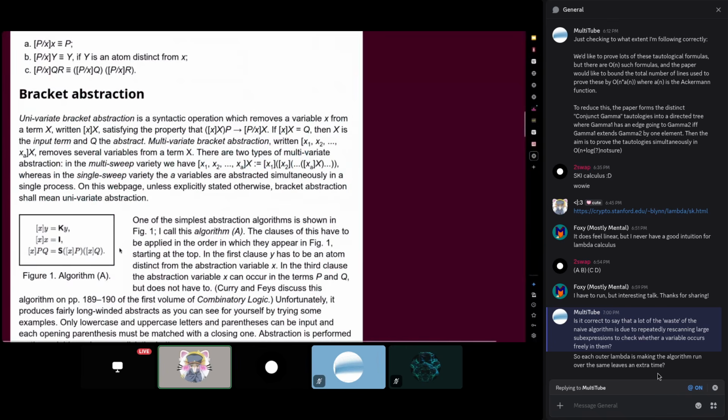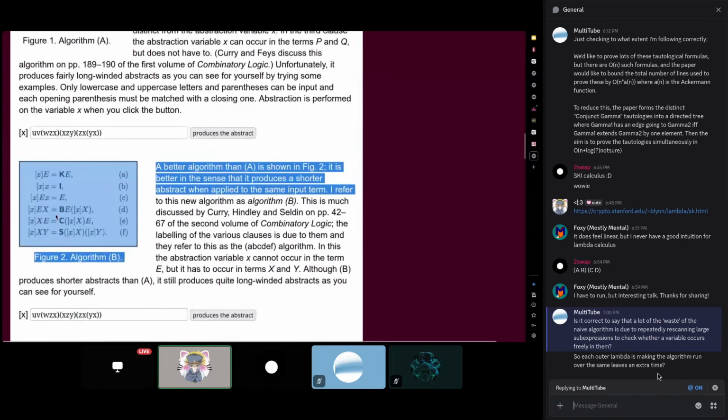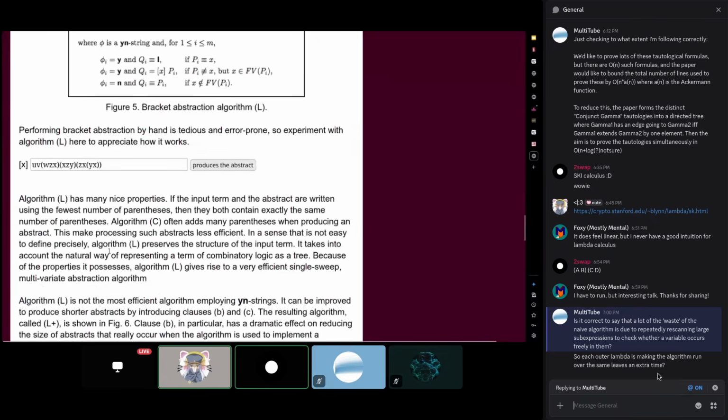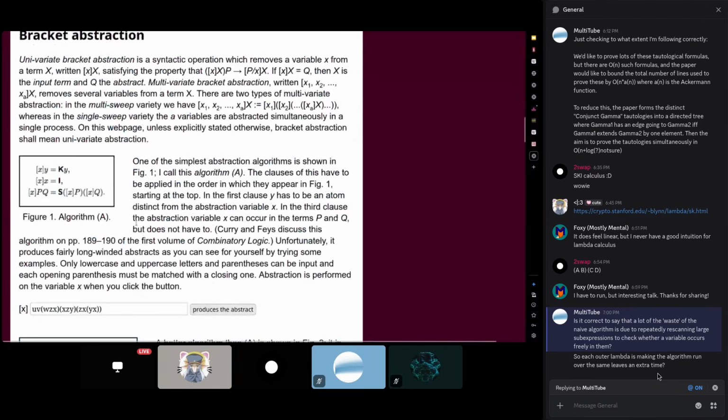I think it's just referring to this algorithm here. So there's like 2 different algorithms that you can apply. Oh, there's a whole bunch of algorithms, but most of them aren't linear. I see. Huh.